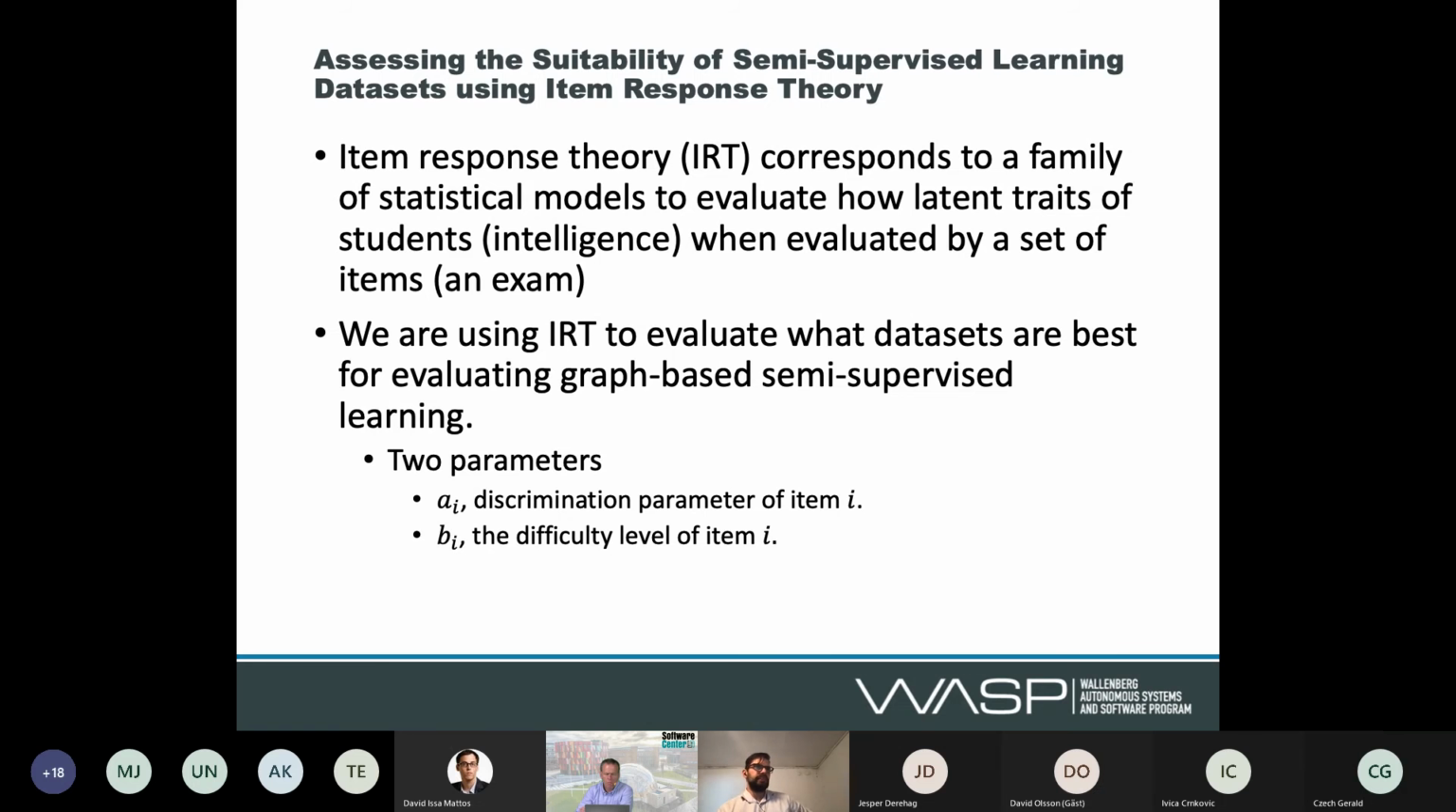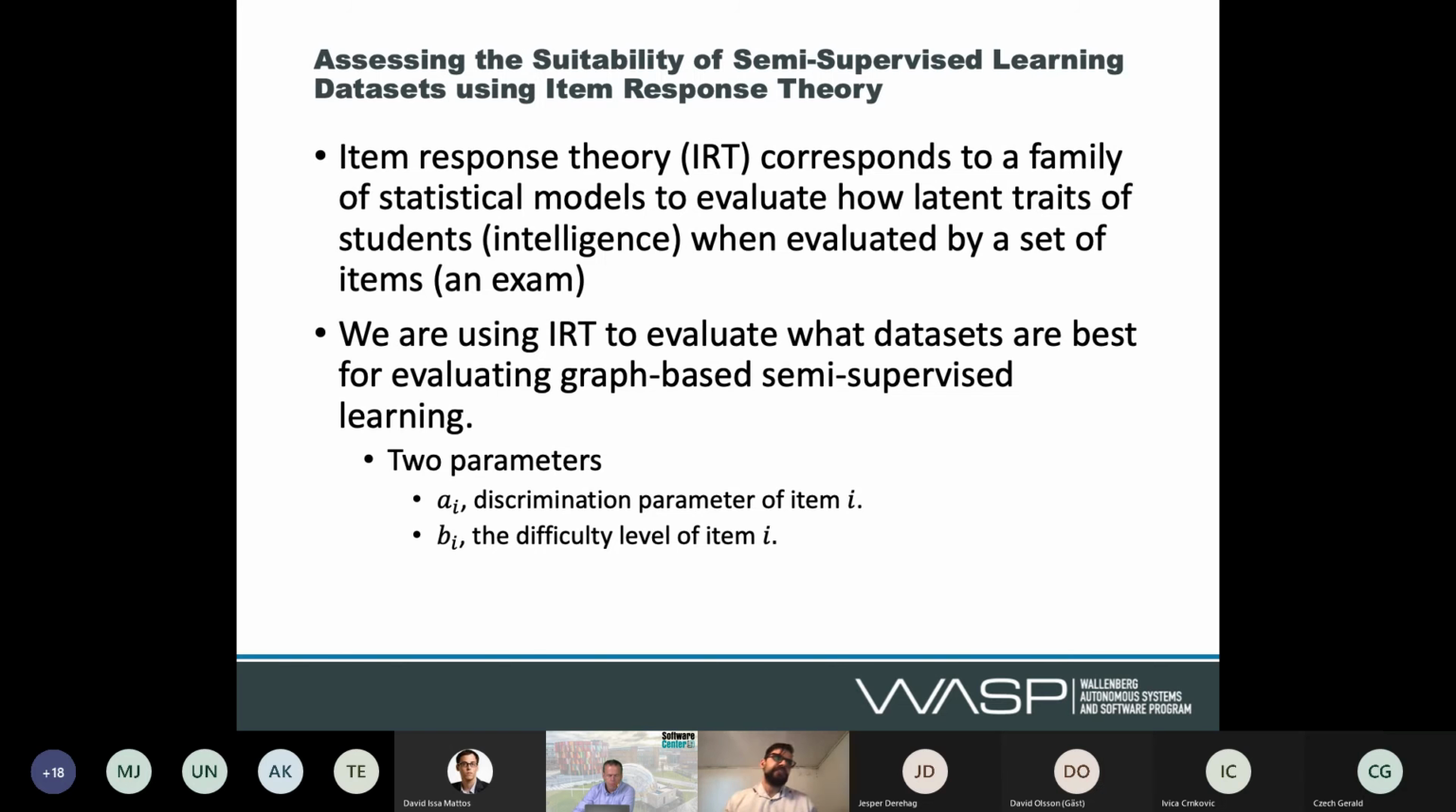So as David said a little bit, item response theory is a family of statistical models that are used to evaluate the latent traits of students when they are evaluated by a set of items. For example, let's say you want to evaluate the students' intelligence, and then you want to know what exam questions you should put on the exam to best evaluate the intelligence of the students, right?